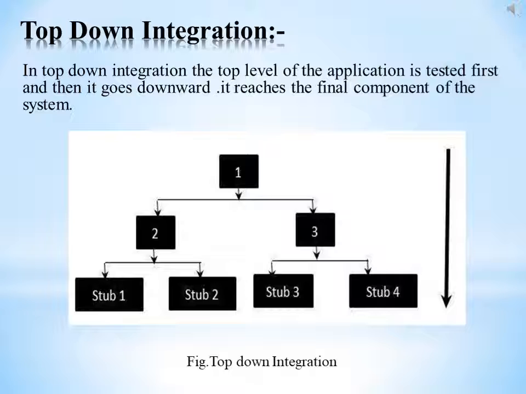Here the first step is module one. Module one is divided into two parts, 2 and 3, and again 2 is divided into stub 1 and stub 2. The first-level application is tested first, then it goes down to the second module, which is 2 and 3, and reaches the final component of the system, stub 1. Stub 1 is the called module.